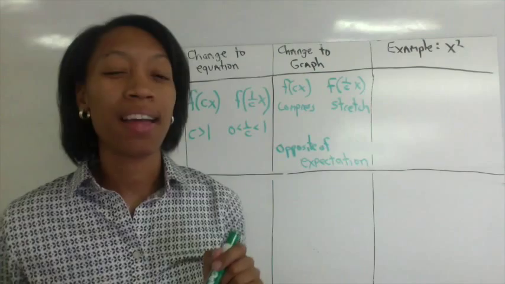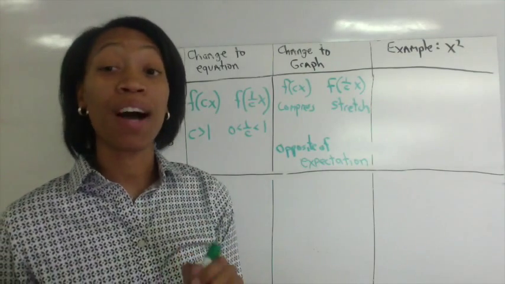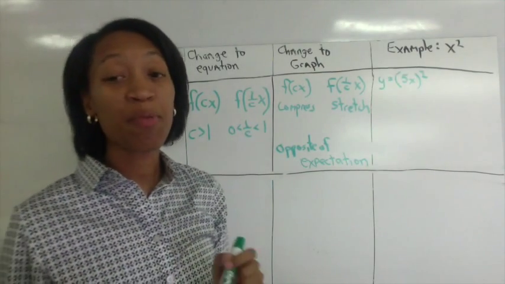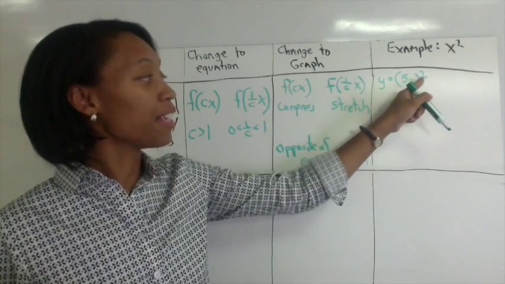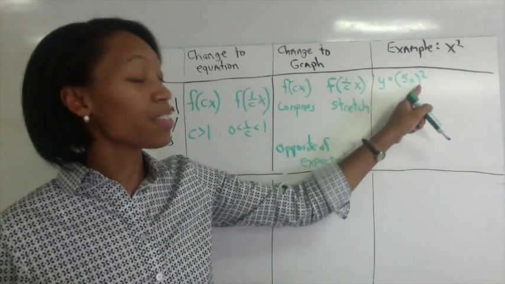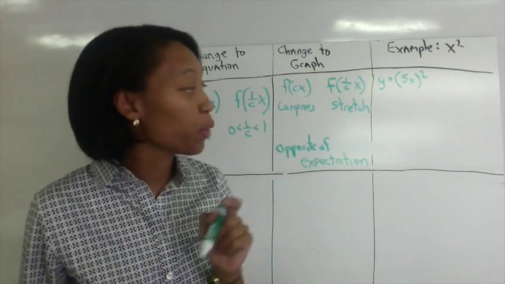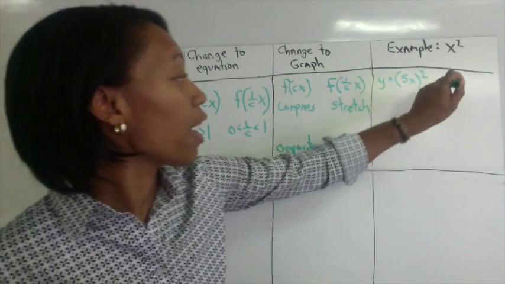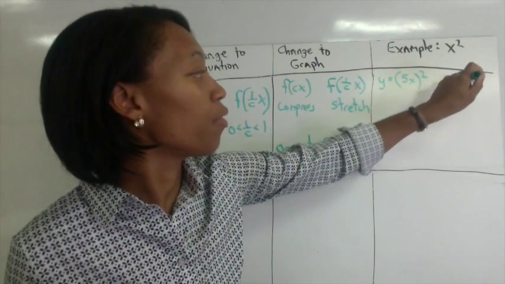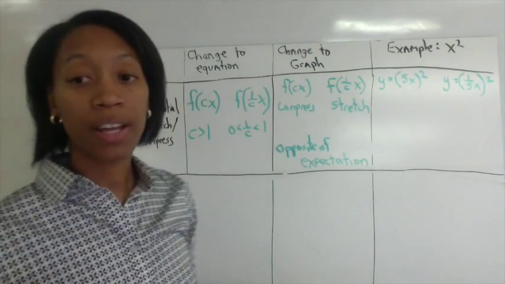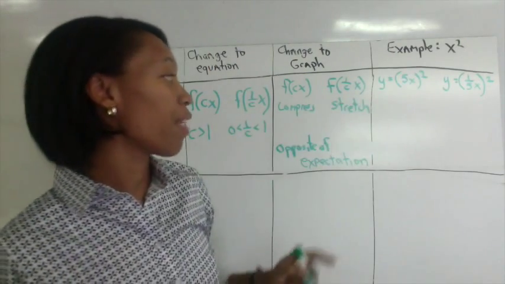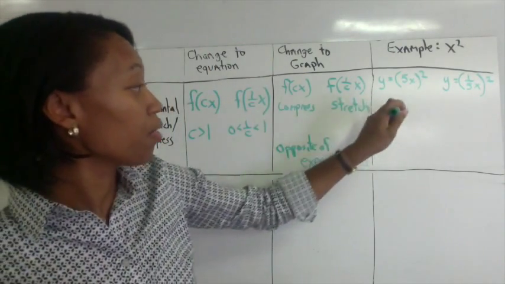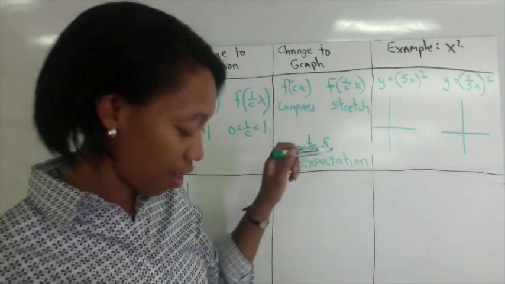Let's replace x with 5x. Notice that I need the parentheses because the 5 is also squared. The x is squared and the 5 is squared, and that's what the parentheses are doing. Or I could have y equals 1/5 x squared. Okay, so now, if we're multiplying by 5 like that, it's a compression. So the graph becomes thinner.